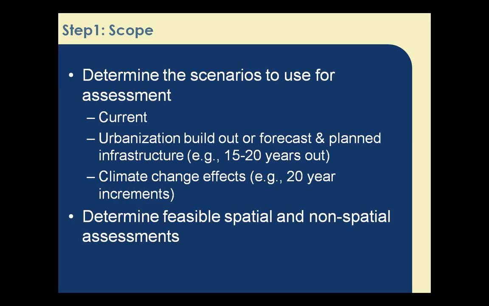So continuing on with scope, the other part of this is determining the scenarios that we're going to use for assessment. And so talking again about current, maybe an urbanization build-out forecast, planned infrastructure, and then climate change effects maybe in, say, 20-year increments out to 2100 is a common thing that a lot of people are doing now. And so we also want to look at that and determine the feasible spatial assessments we can do and identify those things that probably need to be non-spatial assessments.